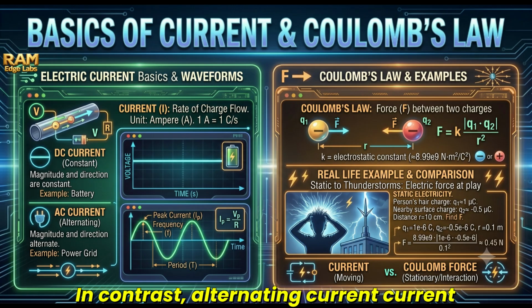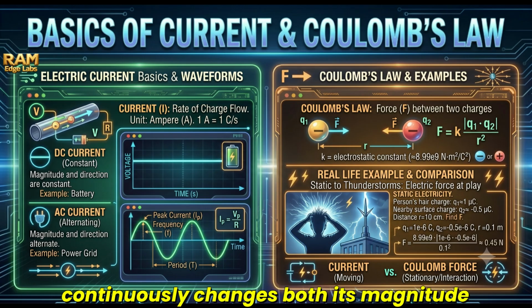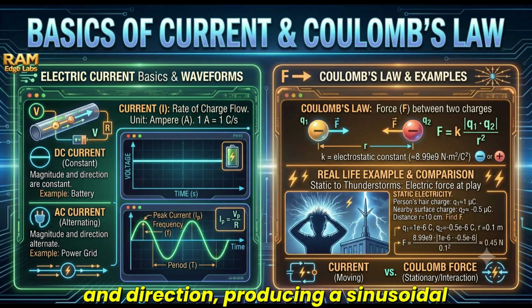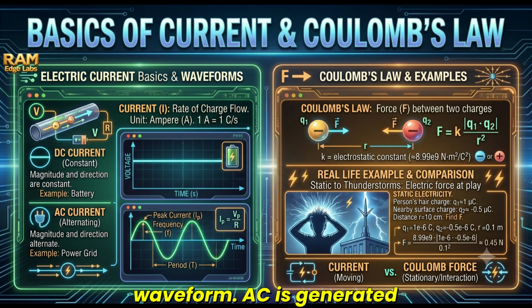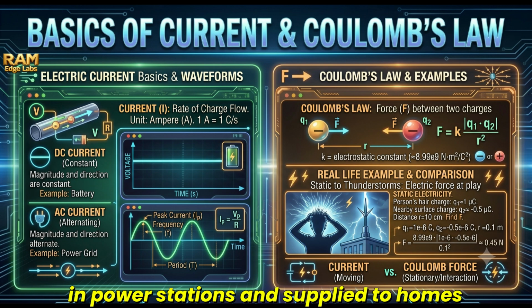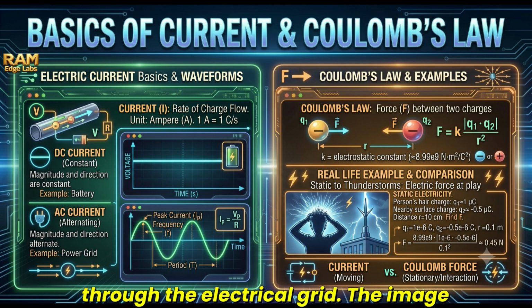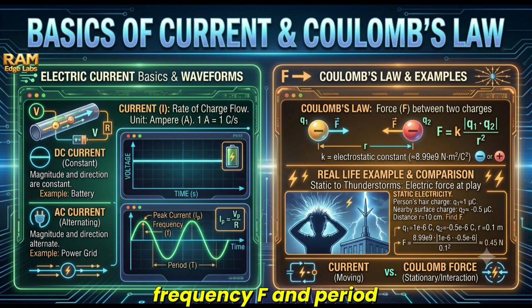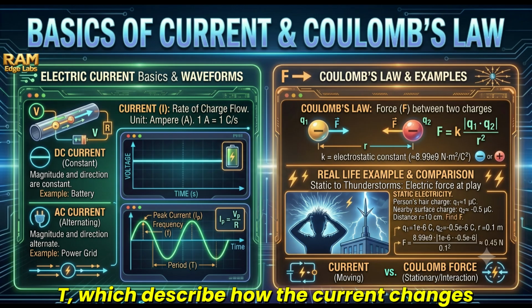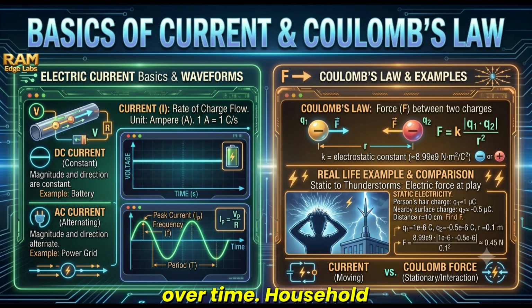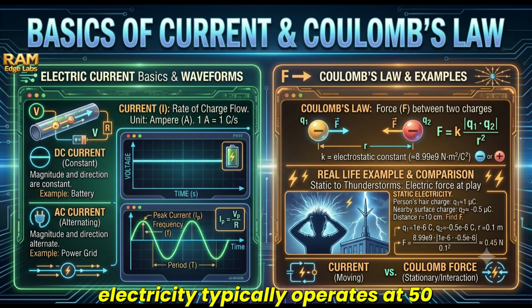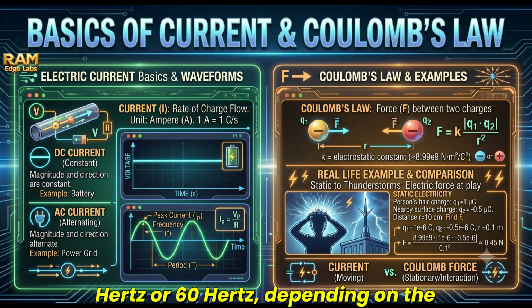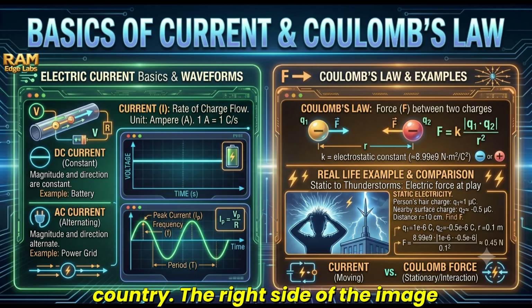devices. In contrast, alternating current, AC, continuously changes both its magnitude and direction, producing a sinusoidal waveform. AC is generated in power stations and supplied to homes through the electrical grid. The image highlights important AC waveform terms such as peak current, I_P, frequency, f, and period, T, which describe how the current changes over time. Household electricity typically operates at 50 Hz or 60 Hz, depending on the country.